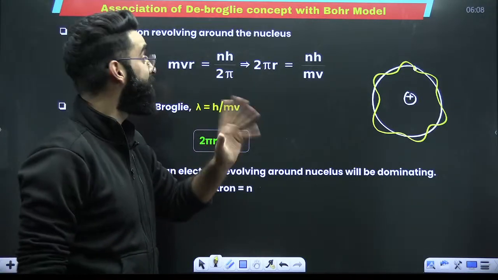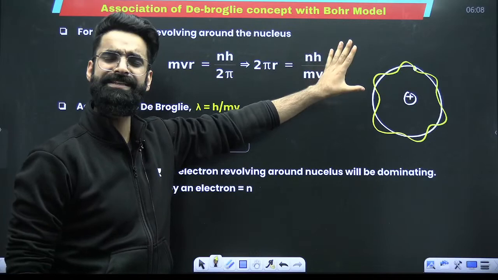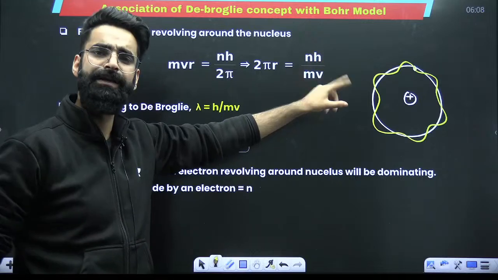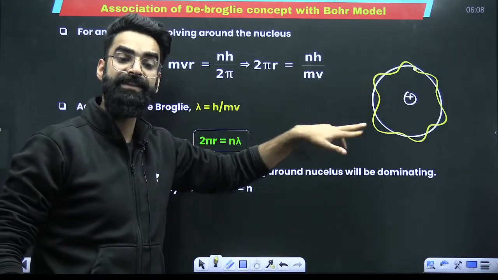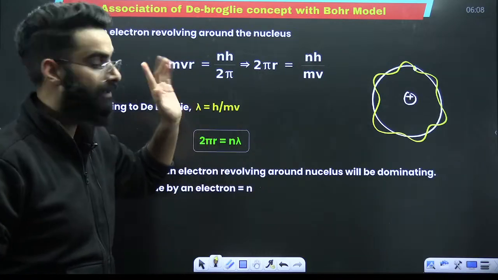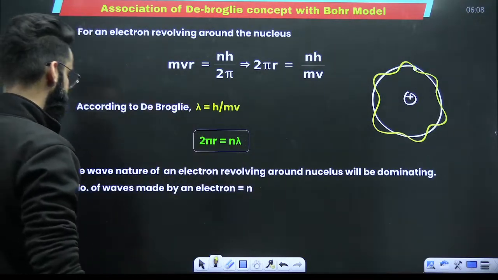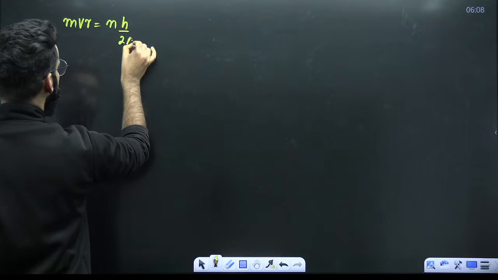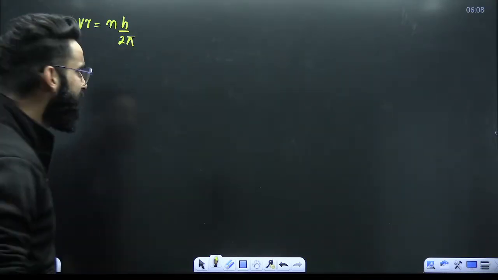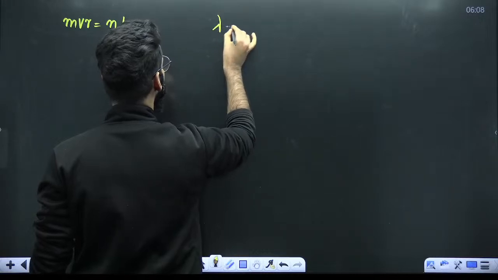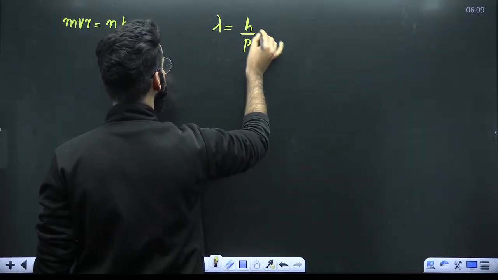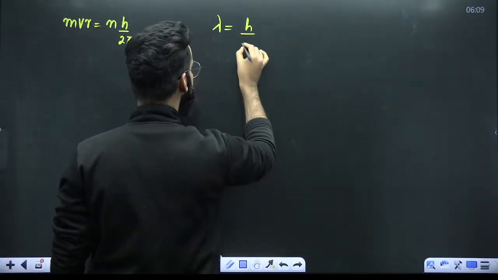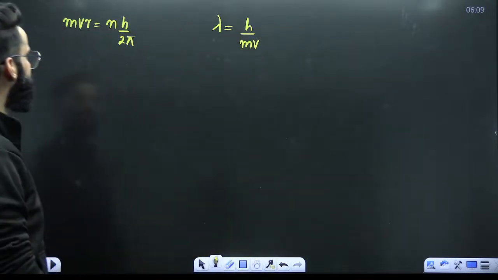I'm relating de Broglie's concept with Bohr's model. Bohr suggested that the electron is a particle. But a few minutes back, we got to know every particle has wave nature as well. So when the electron moves around the nucleus, it will have wave nature as well. Now try to understand a few things. As per Bohr's theory, mvr is equal to nh upon 2 pi. And a few minutes back, you got to know lambda is equal to h upon p, that is, h upon mv.